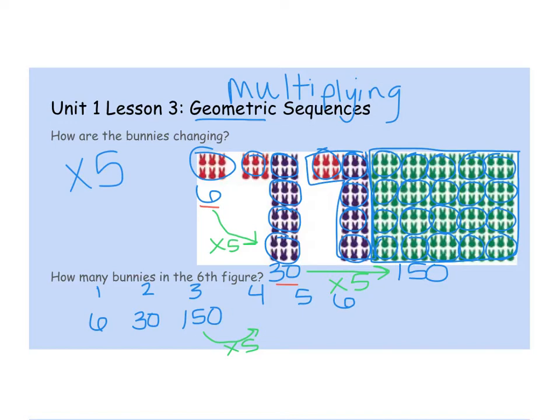150 times 5 is 750. And then just continue that, times that by 5. I get 3,750 in the 5th picture. So in the 6th picture, holy smokes, there's 18,750 bunnies. Okay, so for these geometric sequences, we're just going to keep on multiplying over and over and over again to figure out what we got.